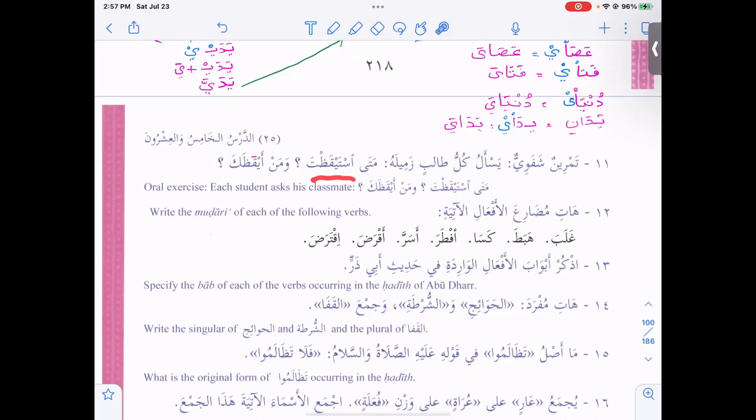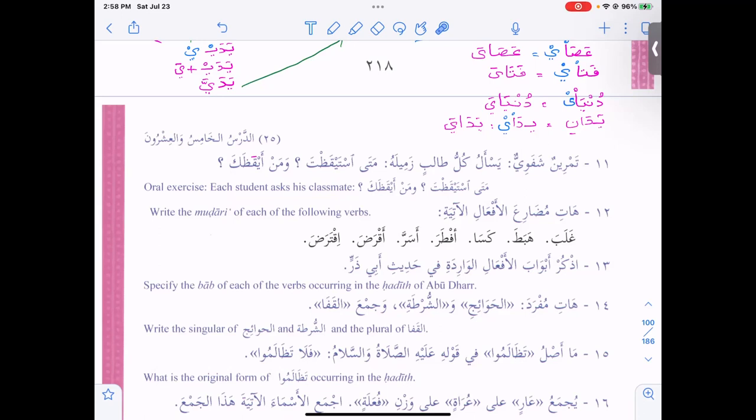This is form 10, istaikada. And this is form 4, aikada, to wake up, to wake somebody up. Istaikada means you woke up. Who woke you up? So mata istaikaza, man, oral exercise, each student asks his classmate. Well, we don't have that opportunity, so we cannot use this.